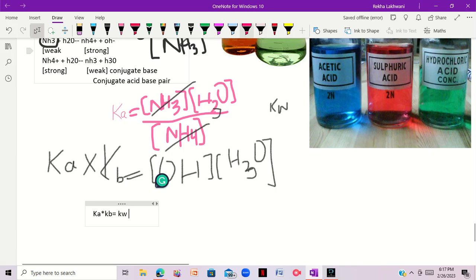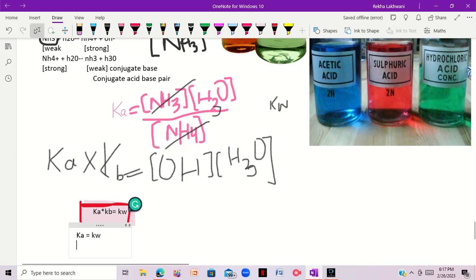Please underline this equation, this is quite important for you. Ka multiplied by Kb is equal to Kw. It's a very, very important equation for you guys. Mark this in a red box. This is very important, right? Now according to this, Ka is equal to Kw upon Kb, and we know that Kw is basically a constant, right?